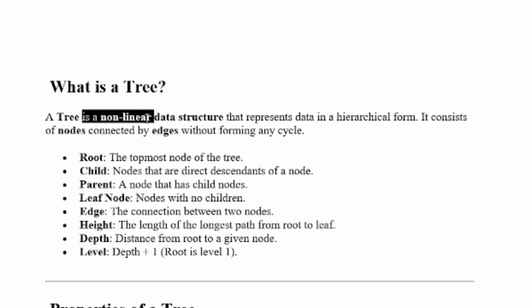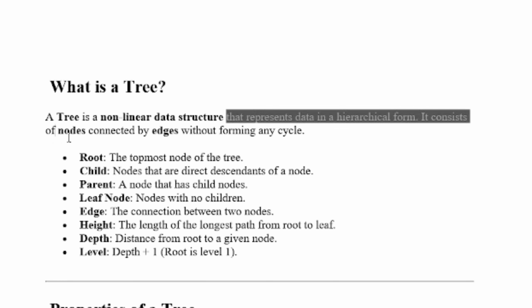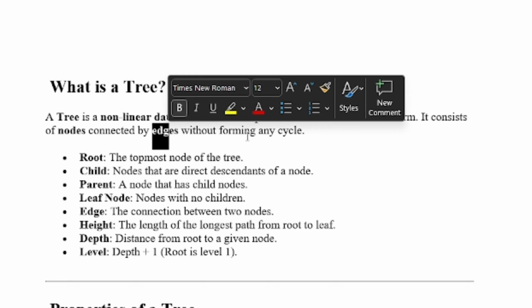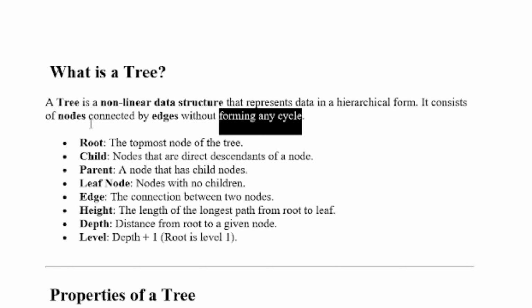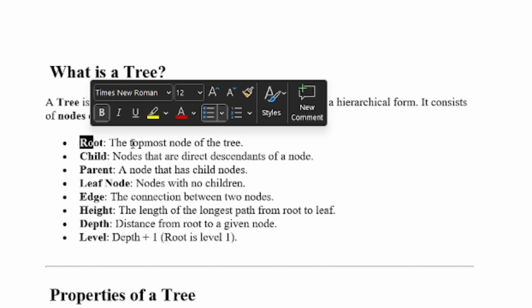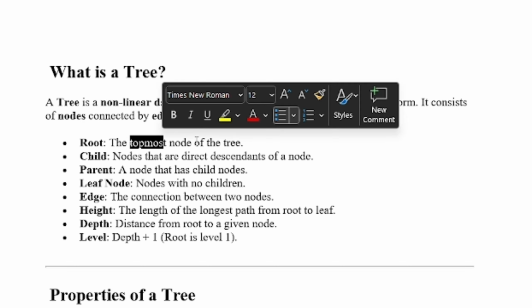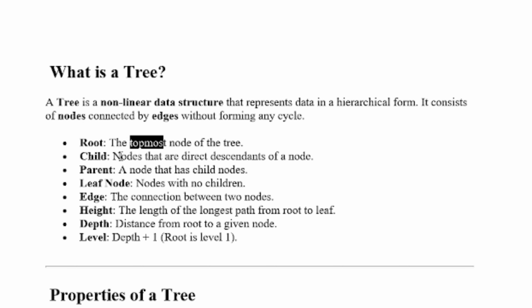A tree is a non-linear data structure that represents data in a hierarchical form. It consists of nodes connected by edges without forming any cycle. A tree contains a root. So what is the root? Root is the topmost node of the tree. And what is a child? A child is a node that is a direct descendant of a node. What is a parent? A parent is a node that has child nodes. Leaf node is a node with no children.